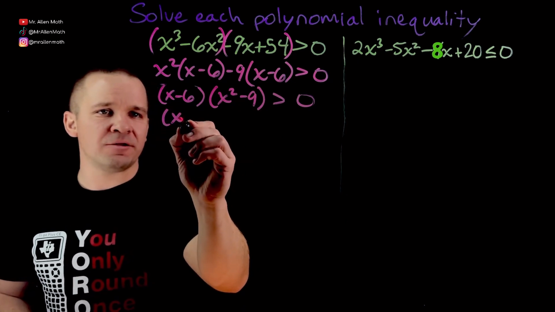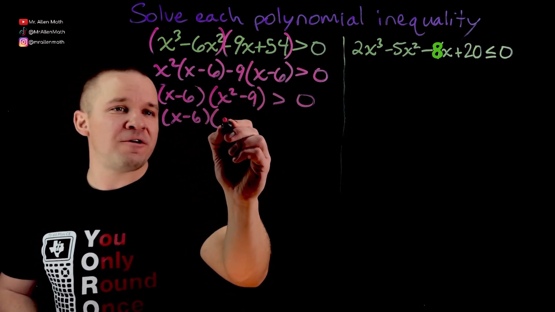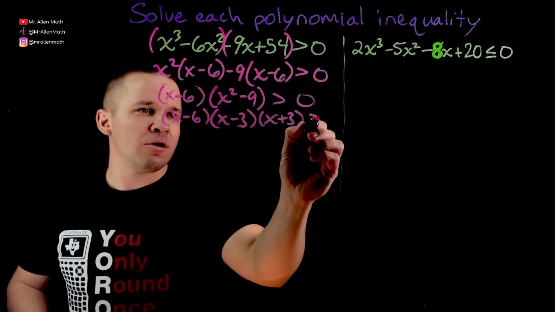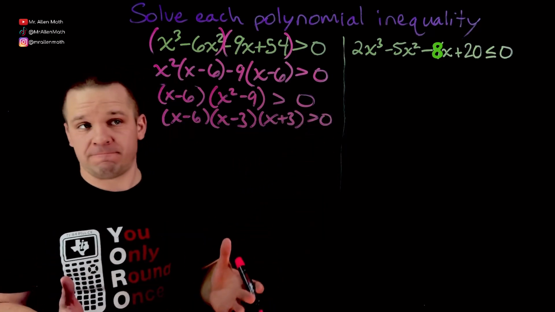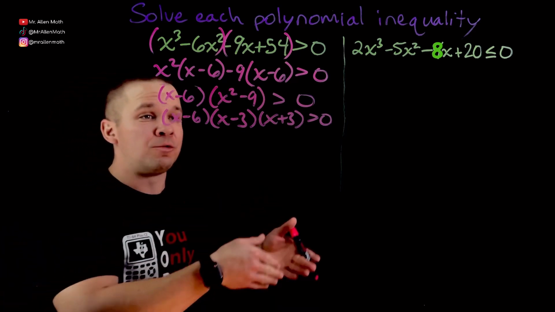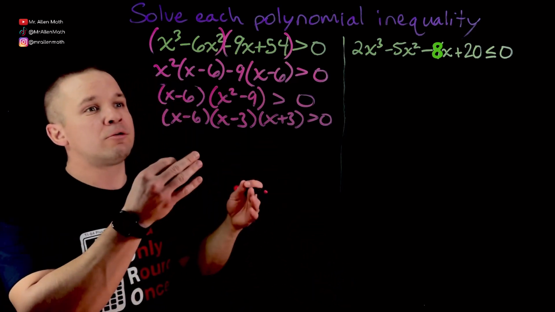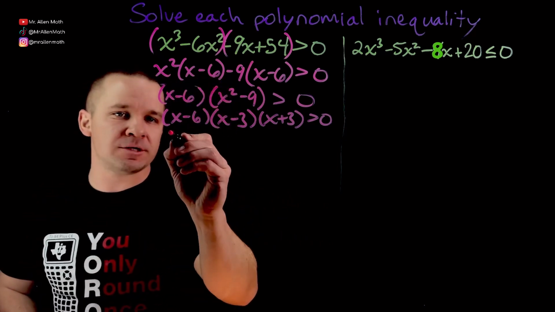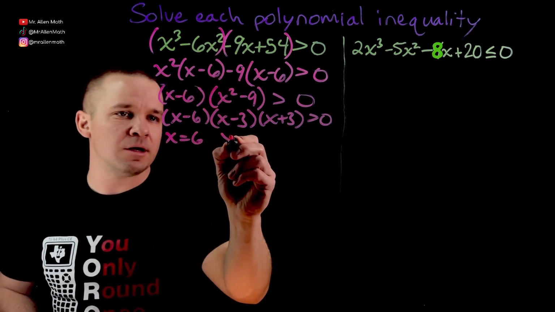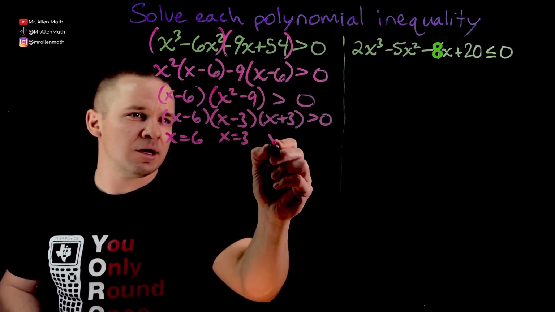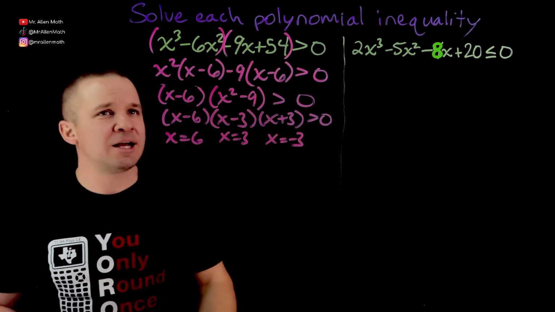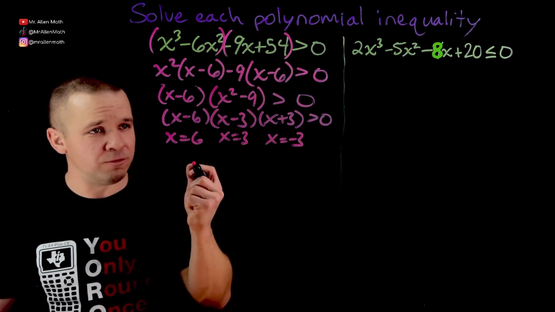Now, I can't factor the x minus 6, but I can factor my difference of two squares there: x minus 3, x plus 3, greater than 0. All right, so now I can find out when this equals 0, but I want to know when it is greater than 0. There are a couple ways to do that. I'm going to do it one way, okay? But first, I got x equals 6 from this one, x equals 3 from this one, and x equals negative 3 from that one. All right, excellent, fantastic, and wonderful.